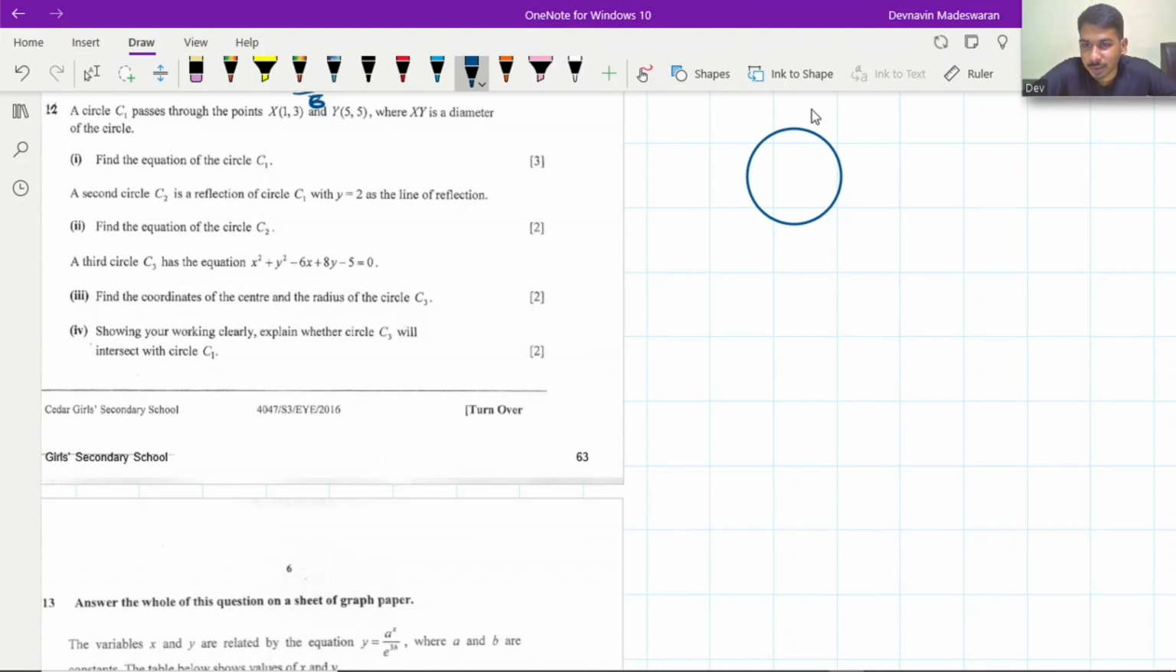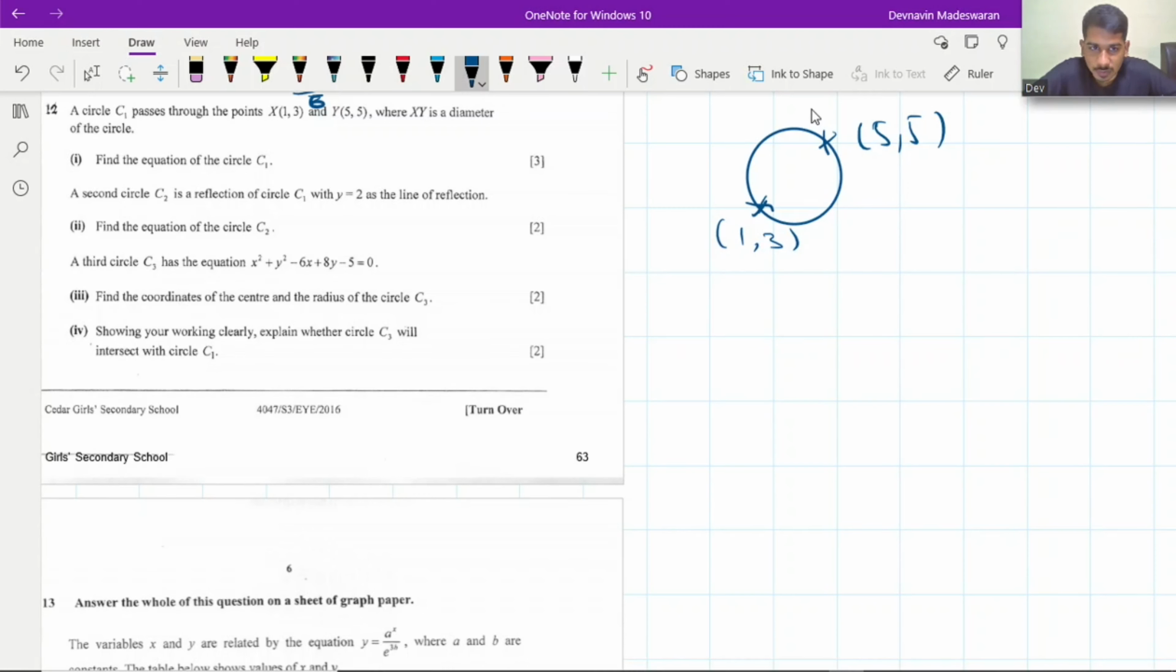Passes through the points X and Y, where X and Y is the diameter of the circle. That's pretty cool. So let's say X is going to be 1, 3. It's going to be small. And then Y is going to be here, 5, 5. Okay. Find the equation of C1.